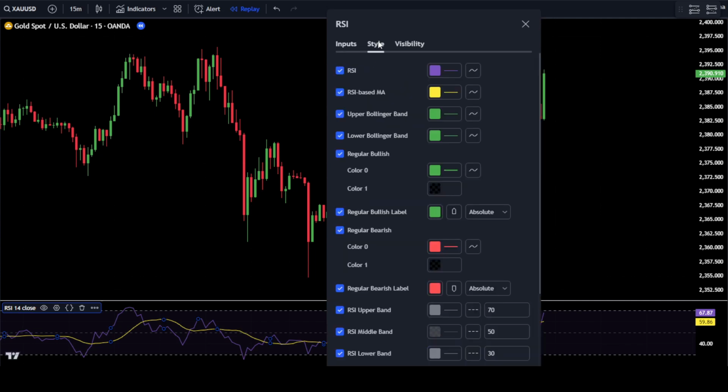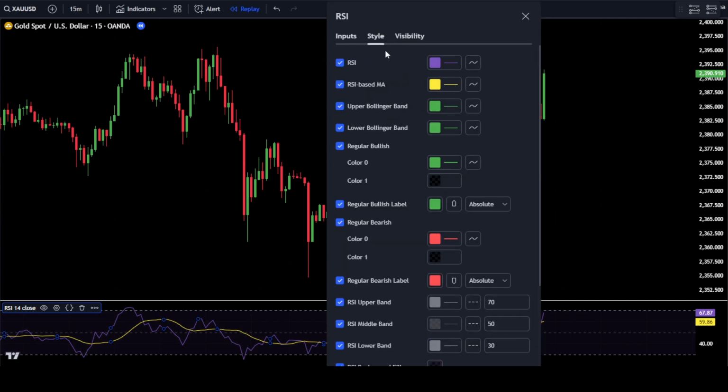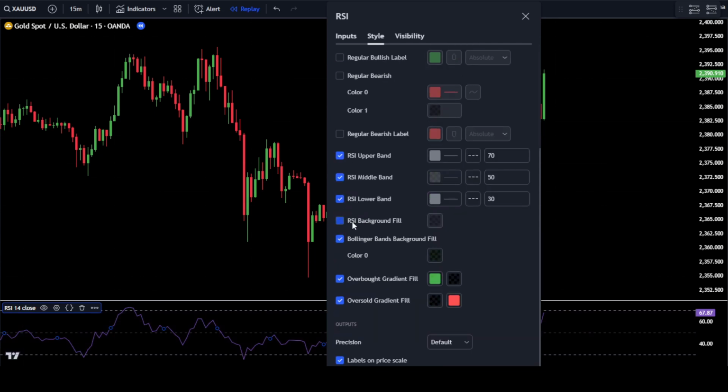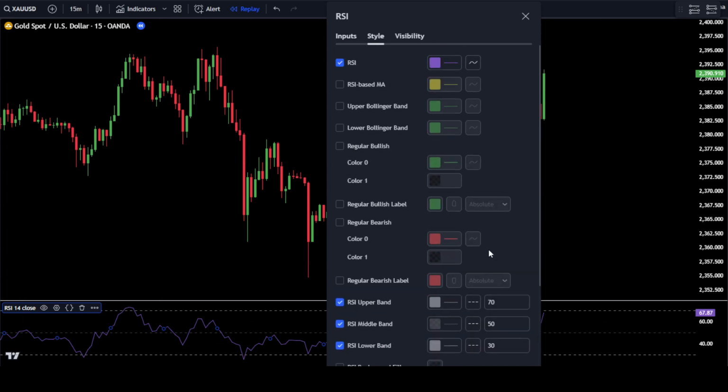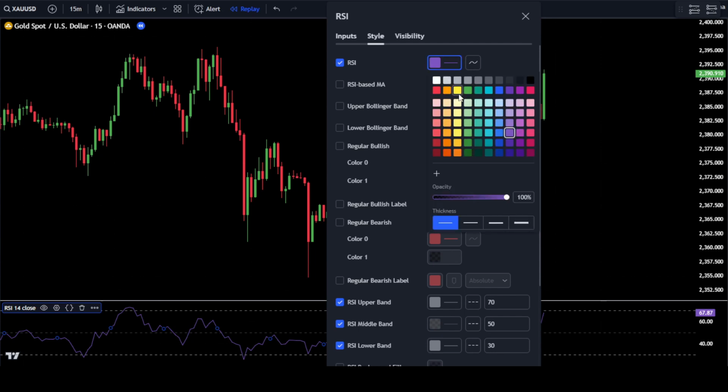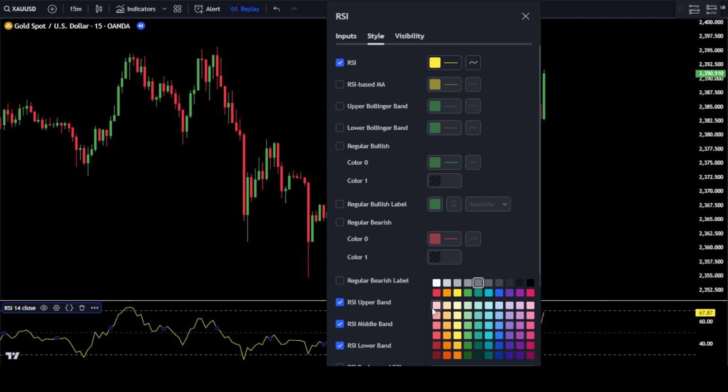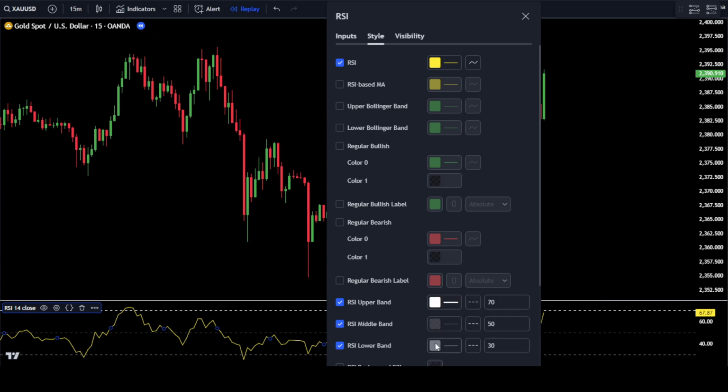Then, go to the Style tab. In the Style tab, uncheck all marks and leave only RSI, RSI upper band, RSI middle band, and RSI lower band checked. After that, set the RSI colors according to your preference. Once you're done, click OK to confirm the changes.